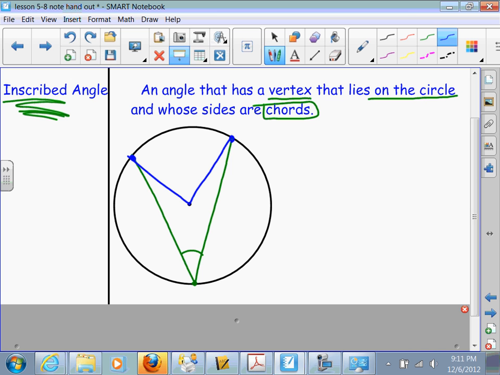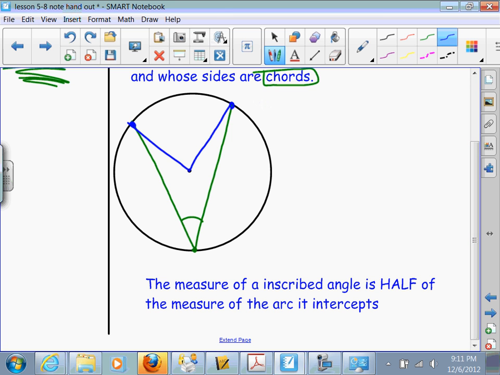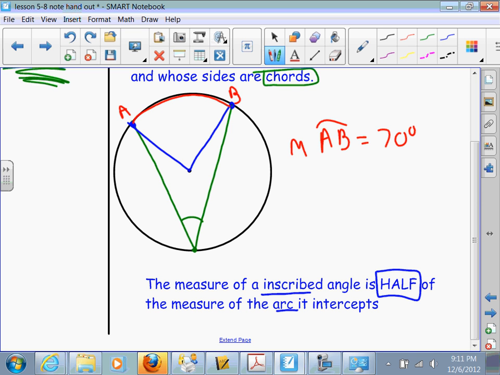Here's the relationship, and here's what you need to write down. The measure of an inscribed angle is half of the measure of the arc it intercepts. Half the measure of the arc that it intercepts. So let's say that this arc that it's intercepted, this arc right here, we call that AB. And I say the measurement of arc AB is equal to, let's say it's 70 degrees. Let's say that this measurement here is 70 degrees.